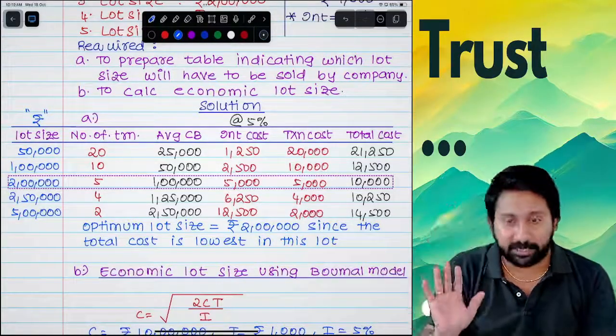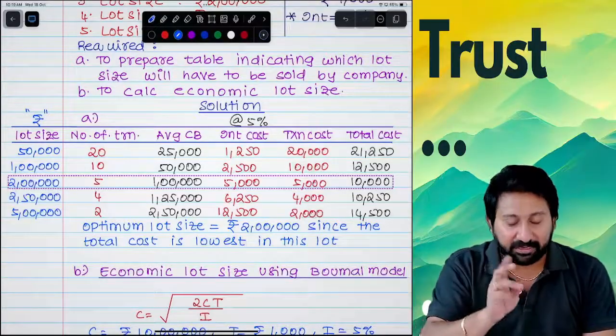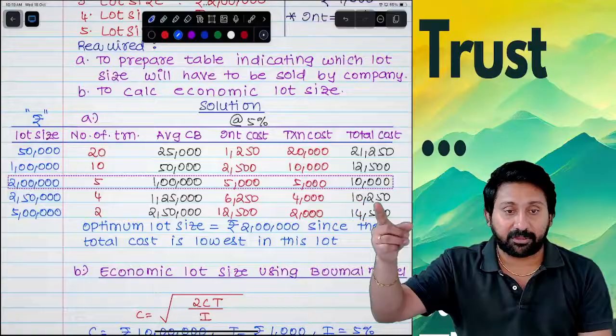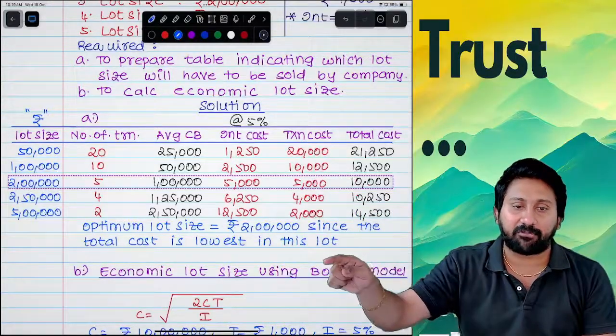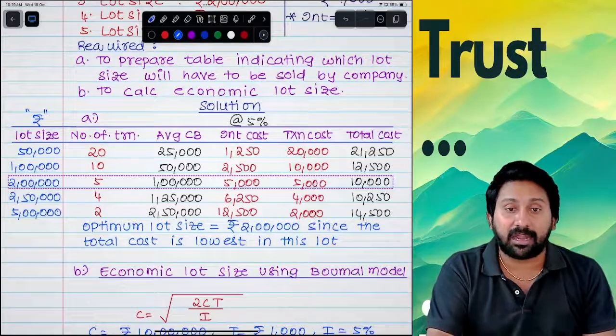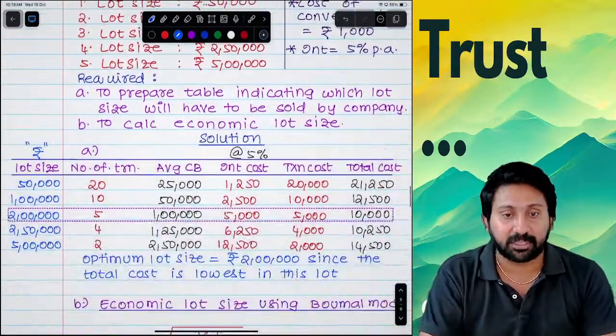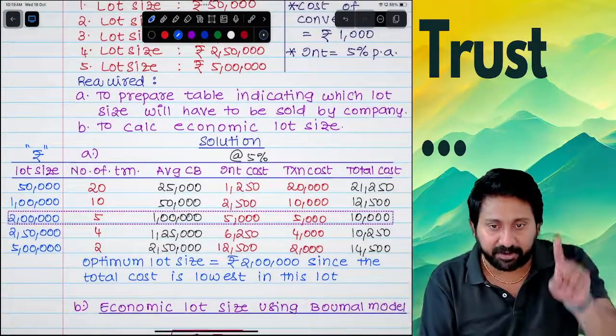On that I am losing interest. So 50,000 divided by 2, 25,000. 1 lakh by 2, 50. 2 lakh half, 1 lakh. 2 lakh 50 half, 125. 5 lakh half, 2 lakh 50. These are all the average cash balances. On that, I am losing interest of 5%. So that's the first cost. 25,000 into 5%, 1250. Like that, 5 interest costs.